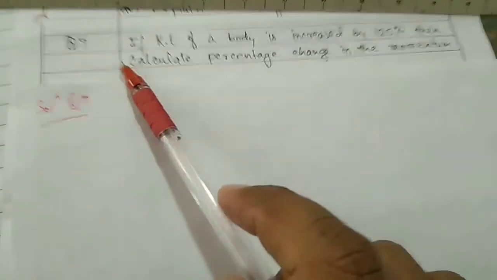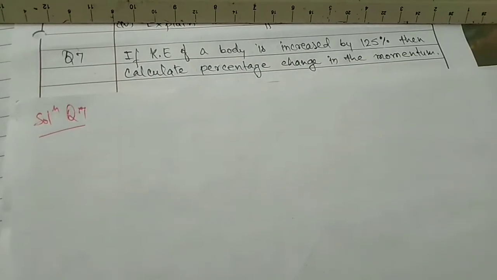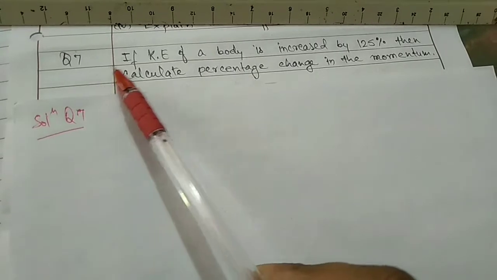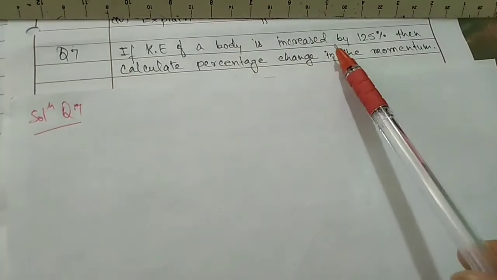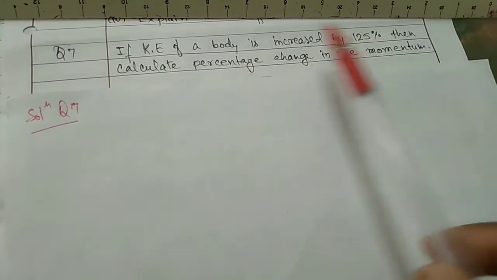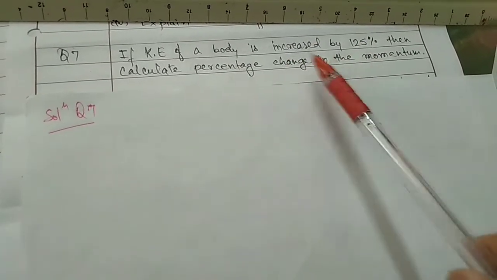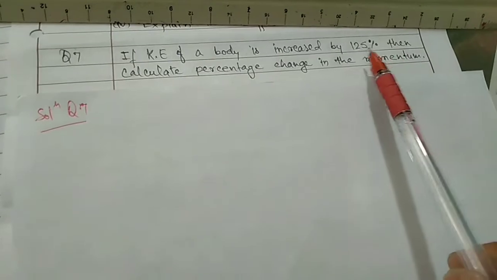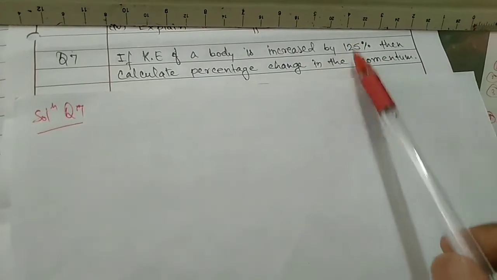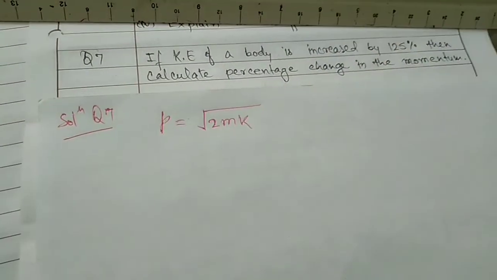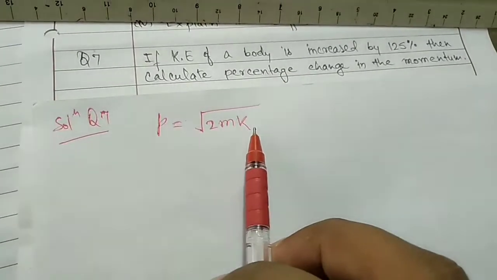Now next question 7 says if kinetic energy of a body increased by 125%, then calculate percentage change in momentum. Increasing what? Kinetic energy, asking about momentum. So we must know about the relation between momentum and kinetic energy. Let's write that. This is the relation between momentum and kinetic energy.